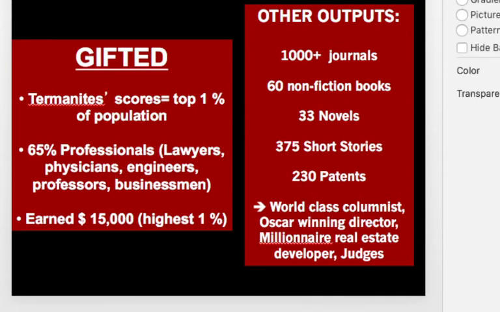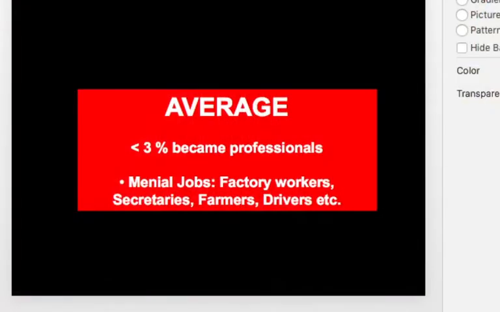In fact, marami sa mga judges na ito were able to enter the American Supreme Court. Yan yung performance ng mga gifted group. You compare that to the average group, this time, yung mga nasa middle agers na average lang, less than 3% of them became professionals, and most of them, ang kanilang mga trabaho, they entered blue-collar jobs. Naging factory workers, secretaries, farmers, drivers, etc. Ibang-iba talaga yung picture ng development between the gifted and just the average.